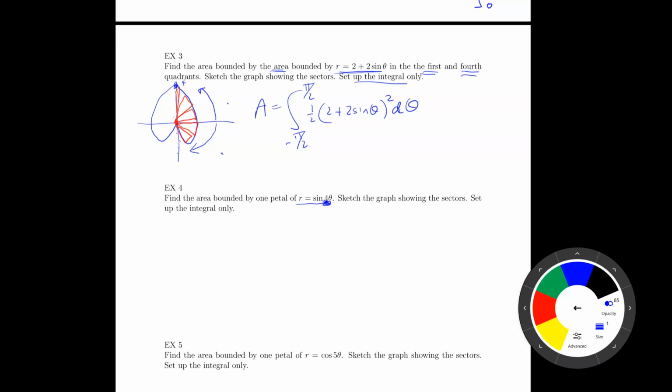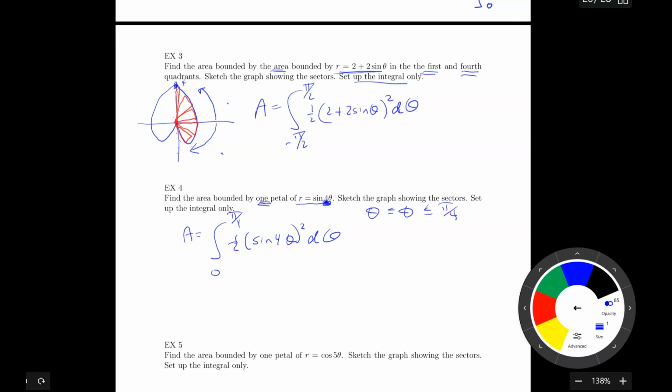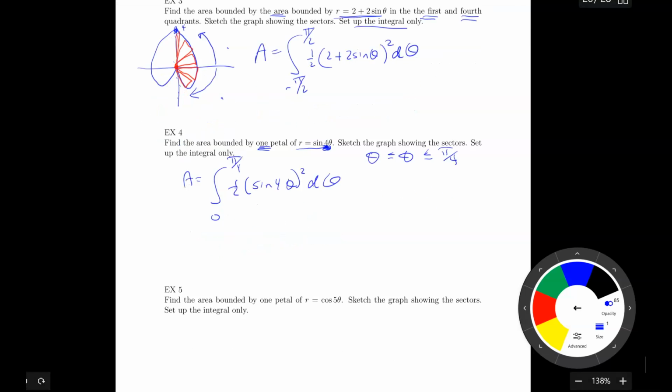So what is the range of 1 petal? That's because I'm always going to be trying to find the area bounded by 1 petal. And from what you know before, from our notes, it's pi over n, so pi over 4. So to find the area bounded by 1 petal, the area is going to be 0 to pi over 4, 1/2 sine of 4 theta squared d theta. That's the area bounded by 1 petal.